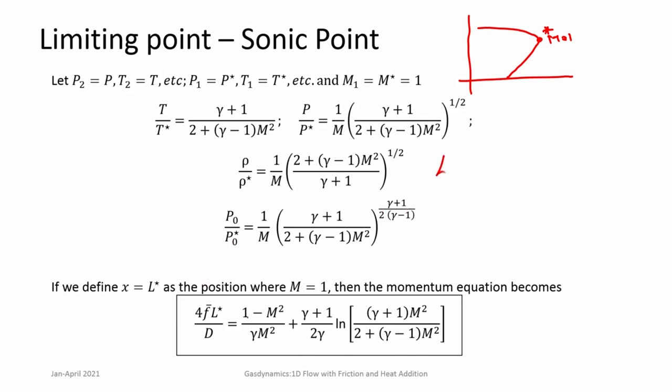Now, these are functions only of gamma and Mach number. Similarly, if you look at the term 4 f prime L by D, if you take a certain length of duct such that at the end of the duct you get Mach number equal to 1, then this particular length of the duct is known as the star length, L star. So, this is given here, x is equal to L star. Then in the momentum equation, what you get as 4 f prime L star by D, that is what we had derived earlier, can be written in terms of gamma and M.